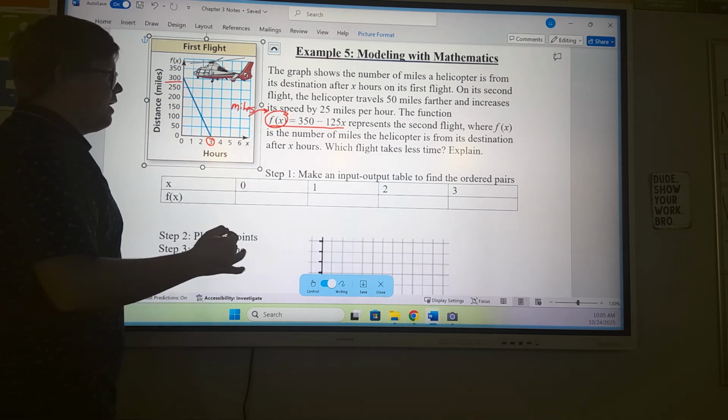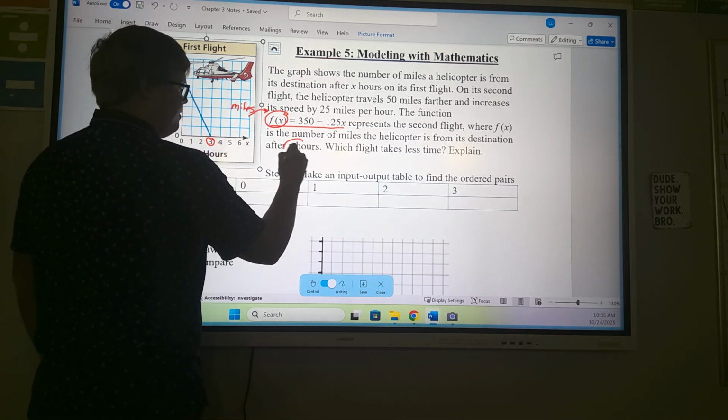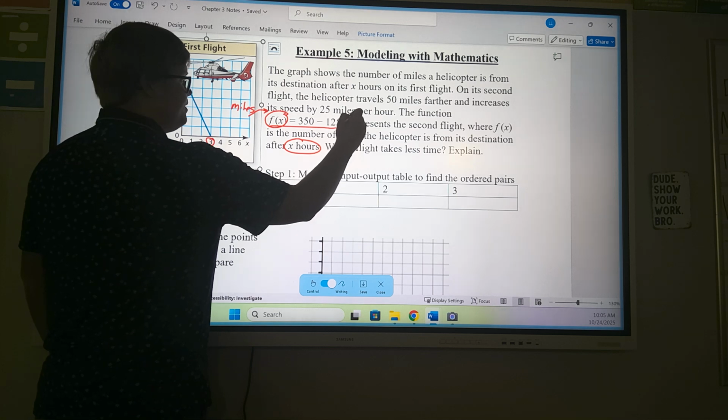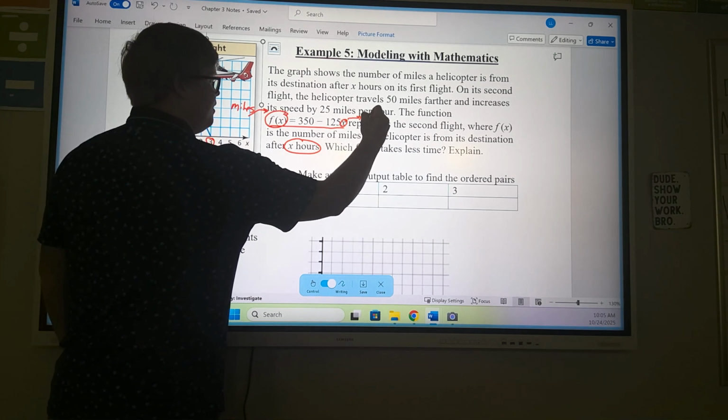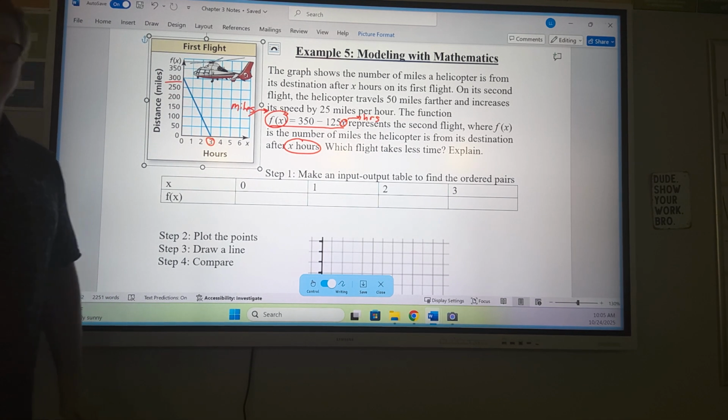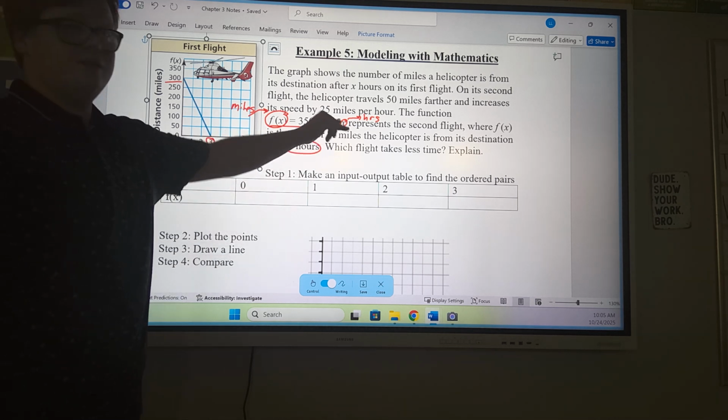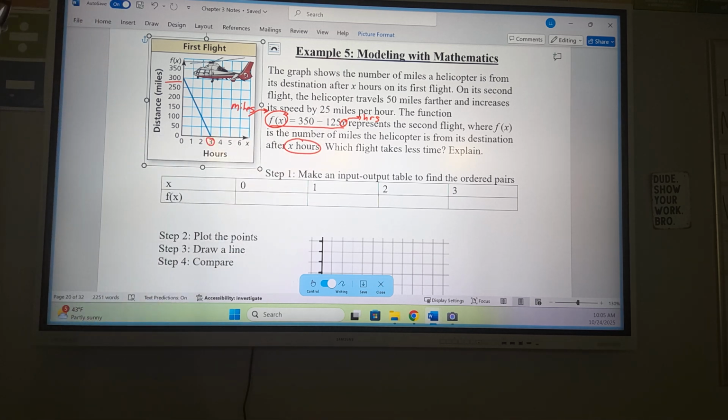Okay? And x represents hours. So x represents hours. So we know our domain in this situation is going to be hours because our domain is our input, right? Okay. Now we have two ways to solve this.